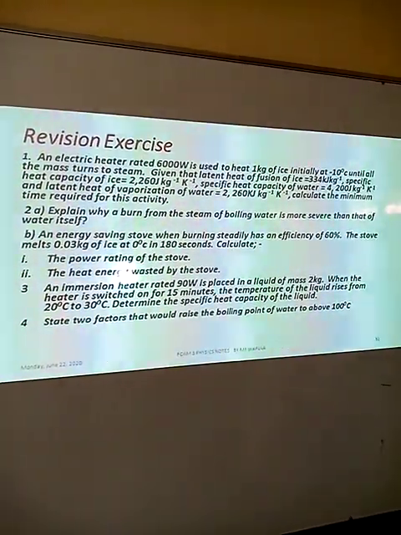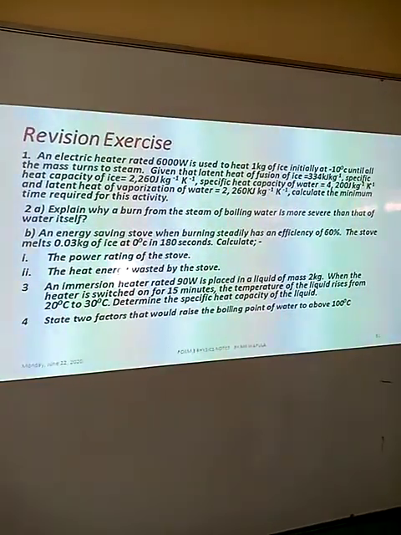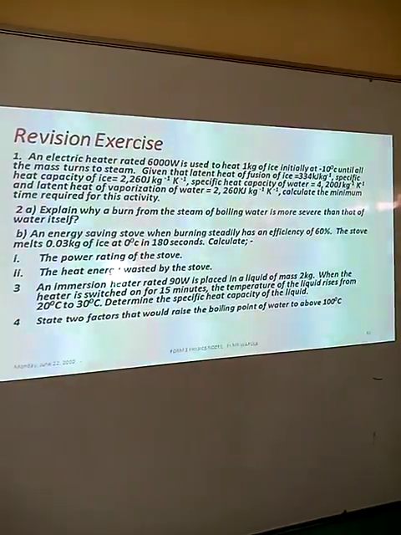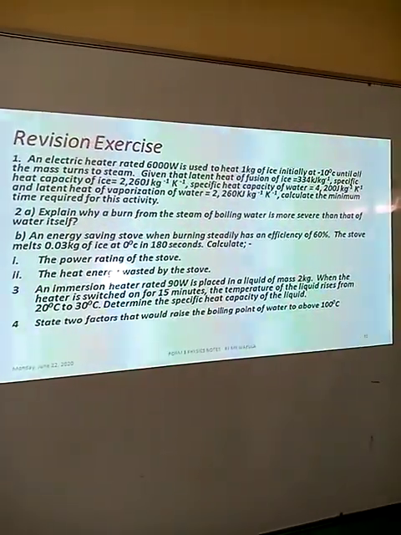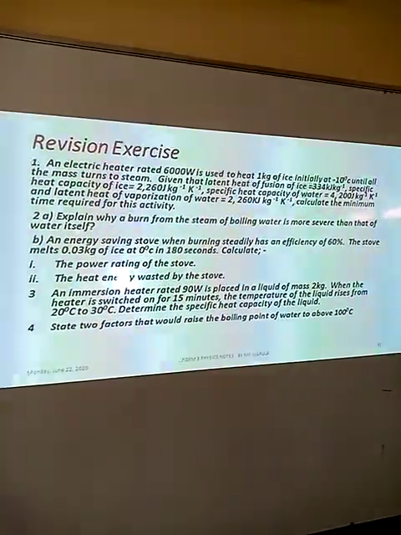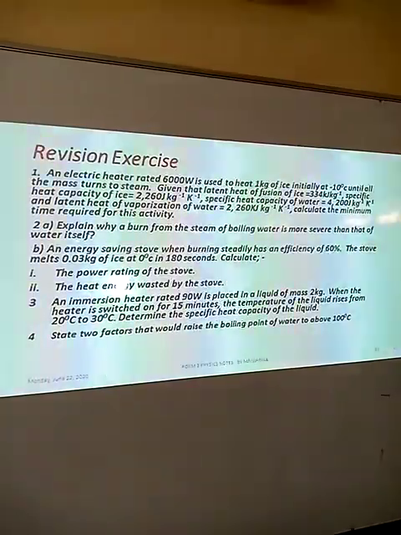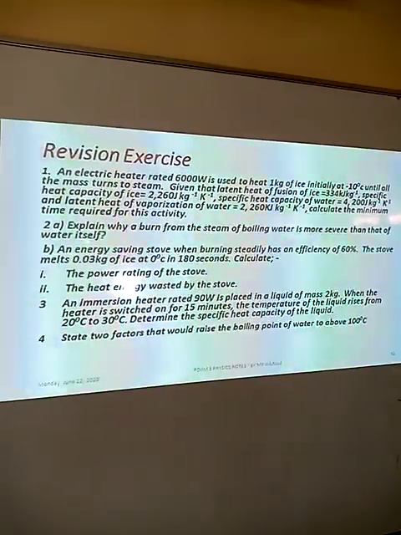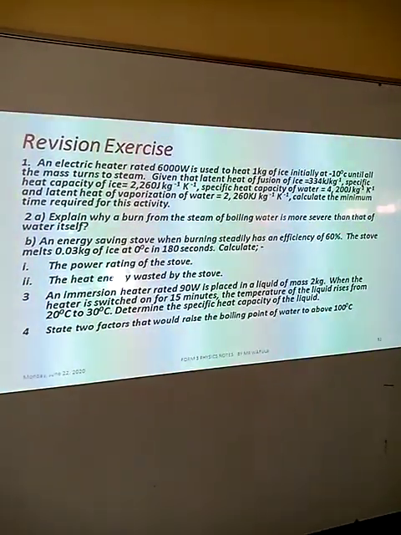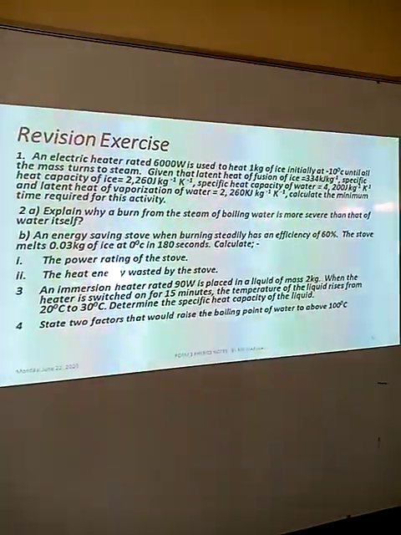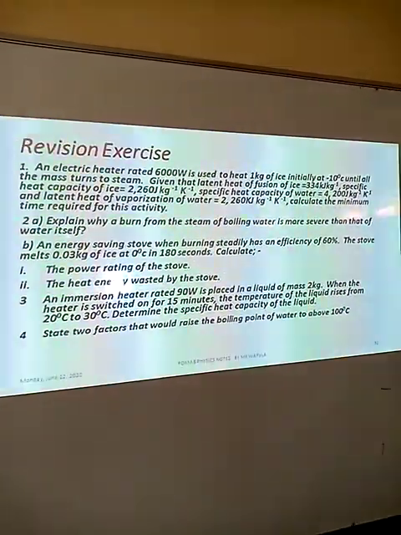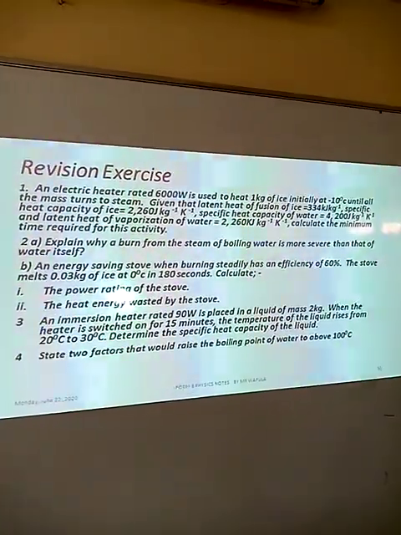So we have number one there: an electric heater rated 6,000 watts is used to heat 1 kg of ice initially at -10 until all the ice turns to steam. Given the latent heat of fusion, the specific heat capacity of ice, the specific heat capacity of water, and the latent heat of vaporization of water, calculate the minimum time required for this activity. So equate heat given out by the heater, which is PT, to heat absorbed by the ice. There is the ice changing from -10 to 0, the one melting, then 0 to 100, then the one vaporizing.